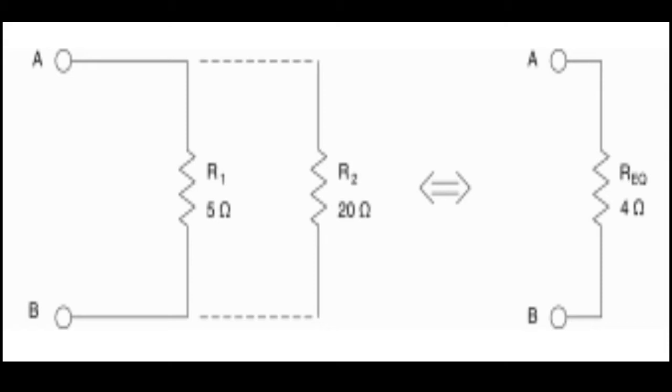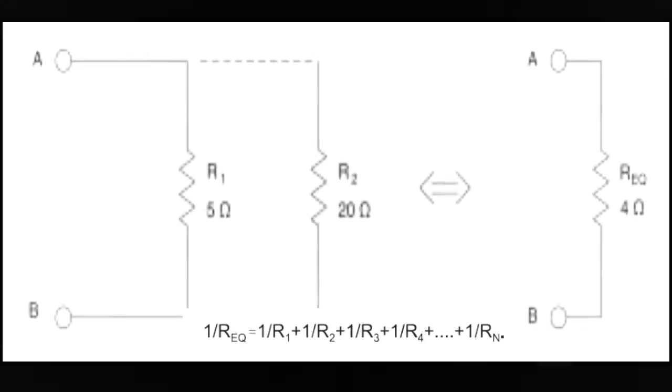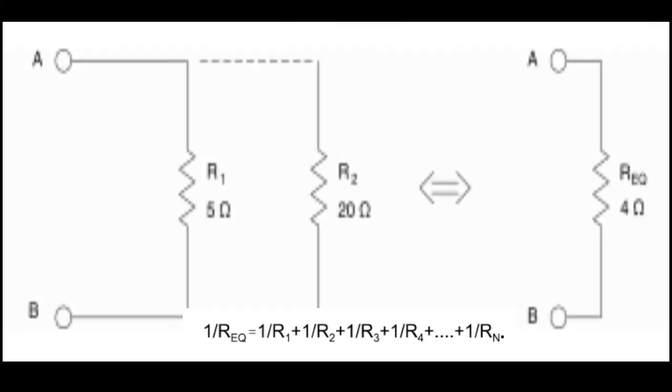The formula for finding the equivalent resistance for a group of n resistors in parallel is 1 over Req is equal to 1 over R1 plus 1 over R2 plus 1 over R3 plus 1 over R4 plus 1 over Rn, and so forth. For the special case when only two resistors are in parallel, the formula becomes R1 multiplied by R2 divided by R1 plus R2. Thus, 20 ohms in parallel with 5 ohms is equal to 4 ohms.